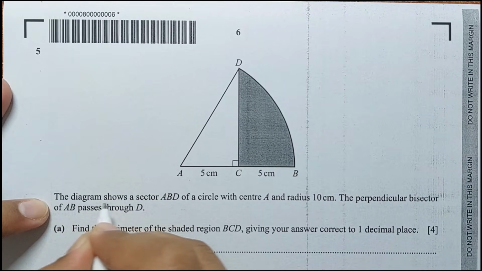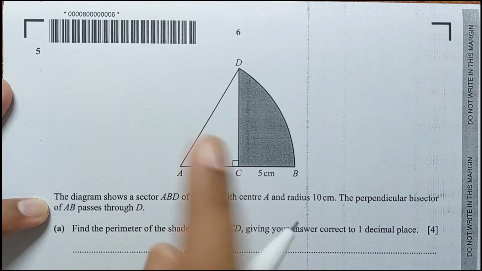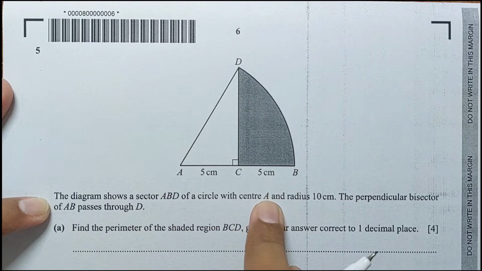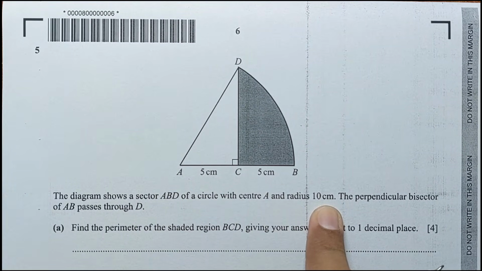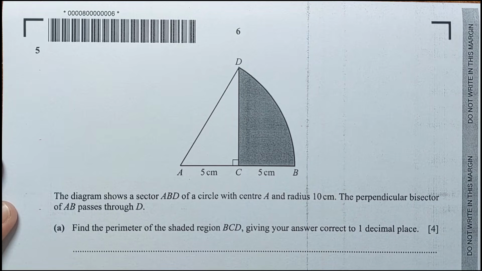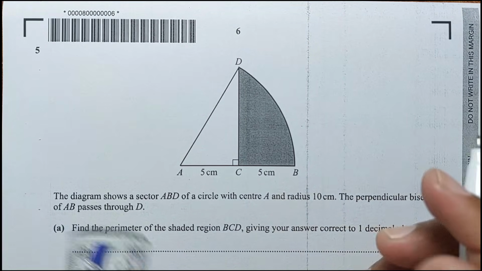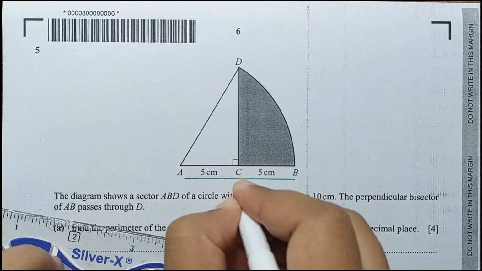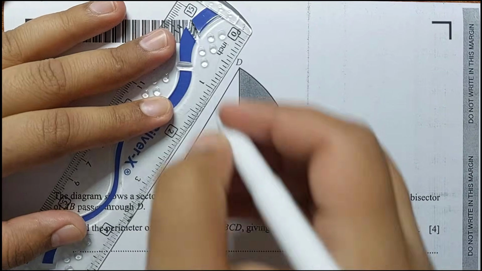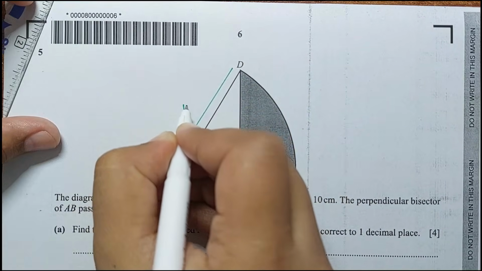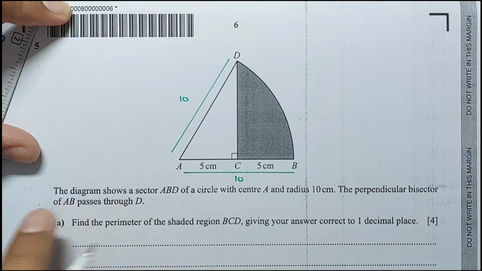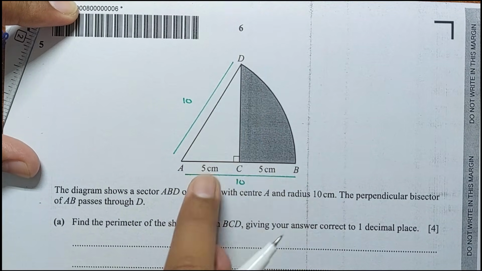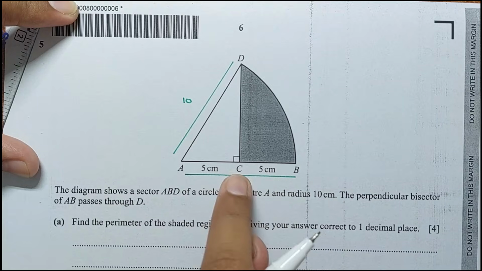Question number 5. The diagram shows a sector ABD. This is a sector of a circle with center A and radius 10 centimeter. The center is A and the radius is 10 centimeter. It means AB is 10 centimeter, that is a radius, and AD is also 10 centimeter, a radius. The perpendicular bisector of AB passes through D. So the midpoint of AB is C.